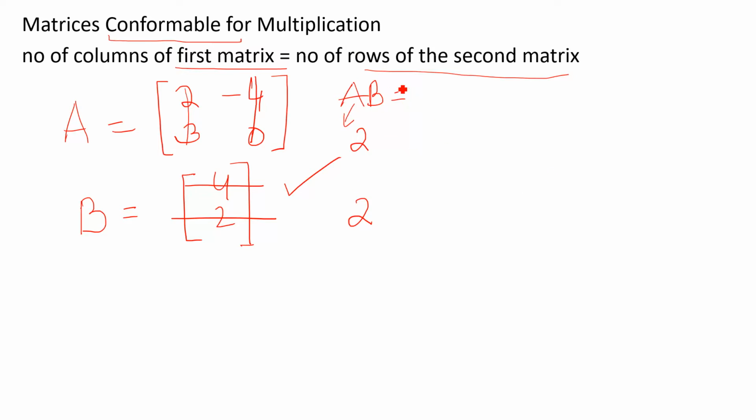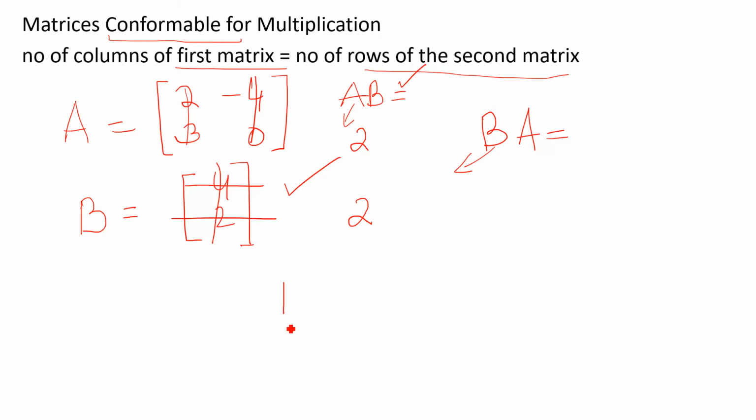So A and B is fine, but suppose the question is B and A, whether these two matrices are conformable for multiplication or not. So here we have B first. So the number of columns of the first matrix, now this is our first matrix B. How many columns do we have in B? We have, sorry, one column. There is only one column in B.